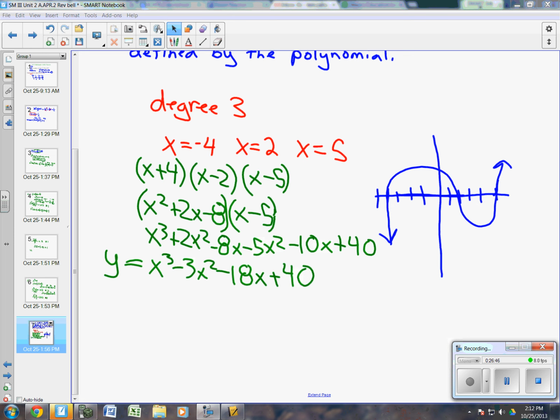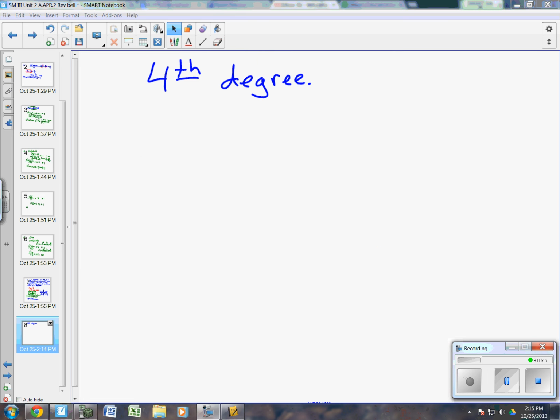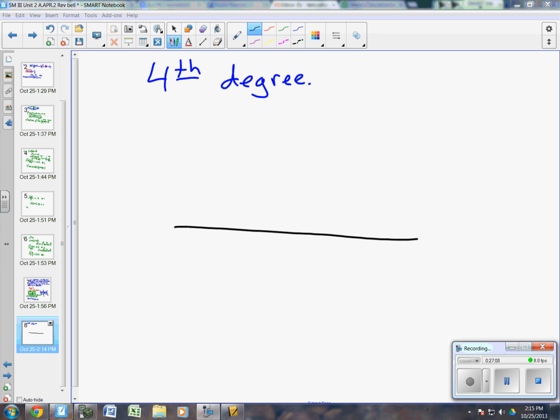Okay, next question. You guys, what would I have to change in order for this thing to go up to the left and down to the right? Talk about it in your groups. Go ahead. Just talk about it in your groups. Okay, who would like to come up and draw a picture of this real quick? Okay, Tyson. There's your x and y axis. Okay, so he's going to draw a 4th degree polynomial that has no real roots.